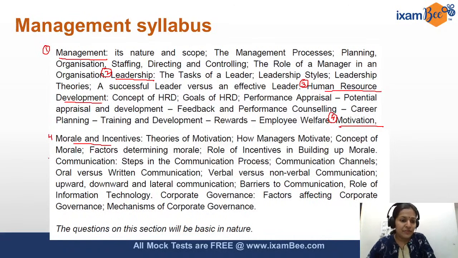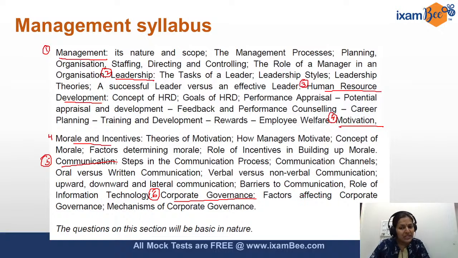Okay, fifth big topic is your communication, how communication flows in an organization, whether it is written, oral, verbal, non-verbal, upward, downward, what are the barriers to communication, right? And then what is the role of IT in communication? And the sixth topic is your corporate governance, what it means, what are the factors, what are the mechanisms of corporate governance. So if you break it down, it is just 6 topics that you have to cover, right?